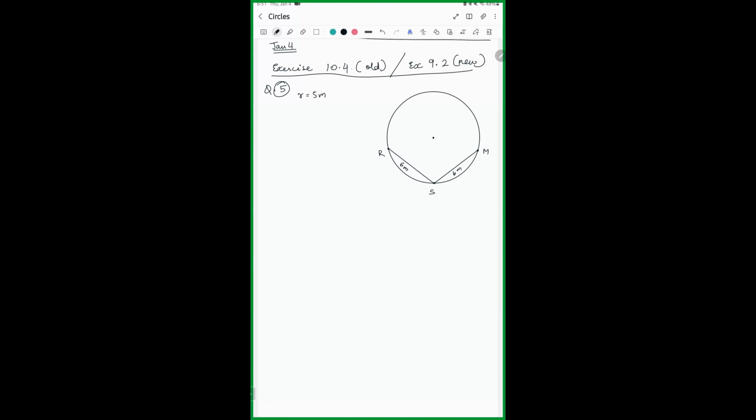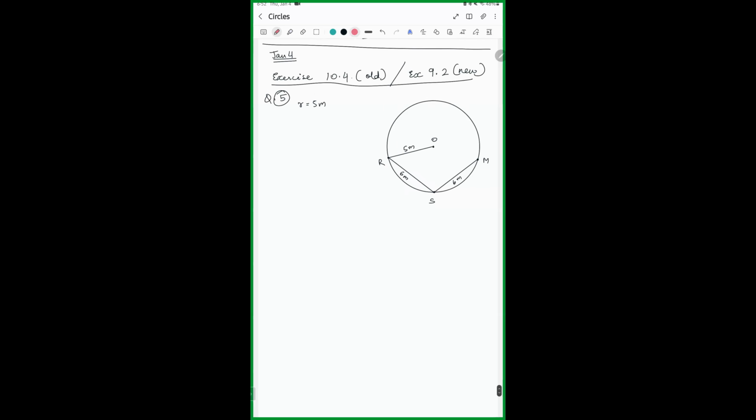And the radius of the circle, let's say this is the center, so this is 5 meters. The radius of the circle is 5 meters. They are asking what is the distance between Reshma and Mandeep. So they want to know this distance, RM. To find RM, we can see that this one, RSM, is an isosceles triangle.